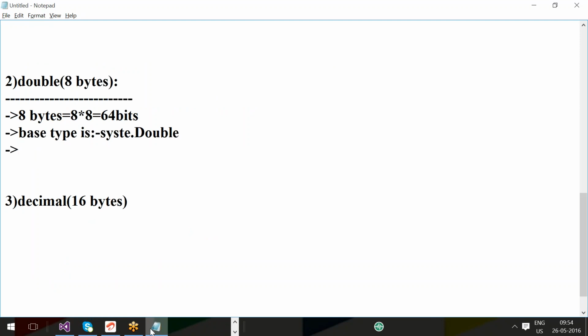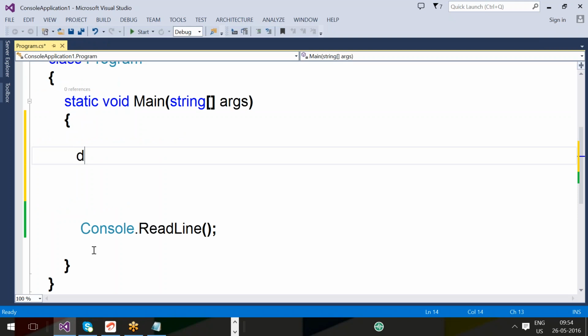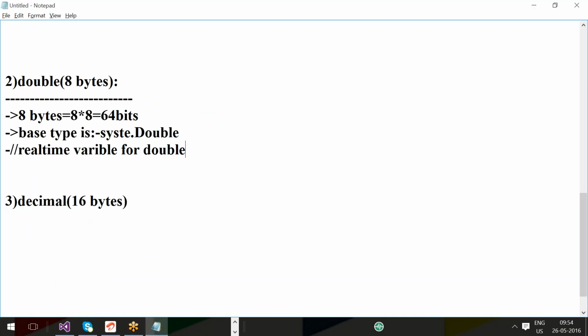Let's see the real-time variable for double. Generally, we can go with sal equal to 1000, 10,000, like this. Better to go with a double. Right. Next, come back to our discussion.